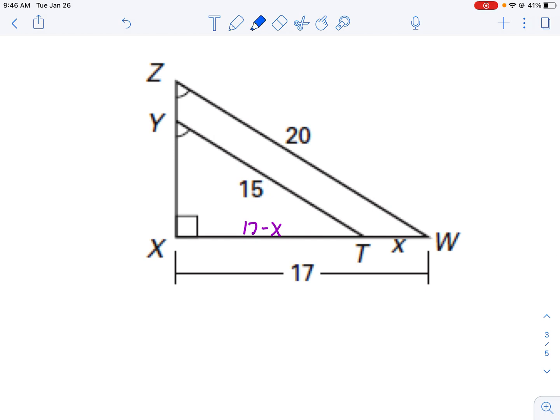Okay, and then we're going to show that this over this is equal to this and the whole length divided by each other. So let's take the big length 20 over 15, and that has to equal the big length 17 over 17 minus x. Now we're going to cross multiply.